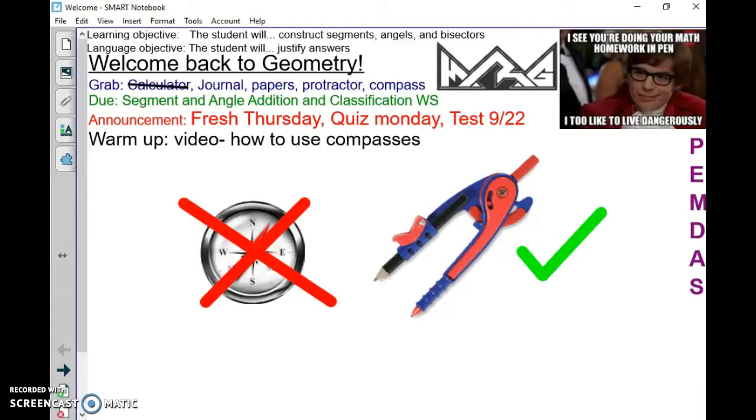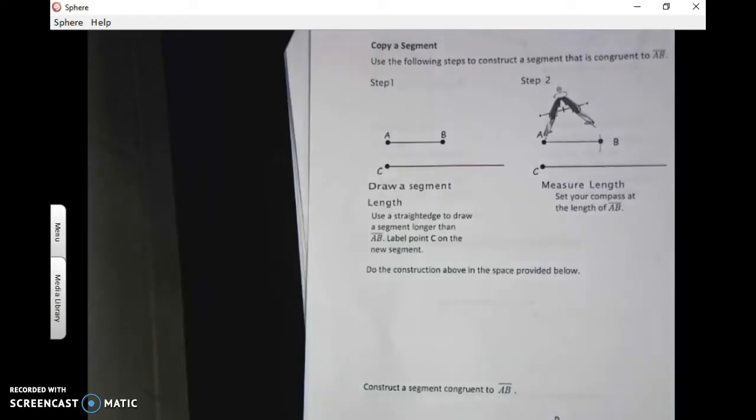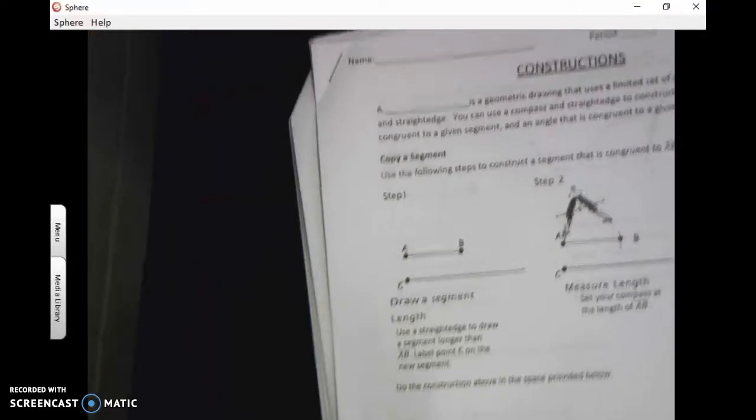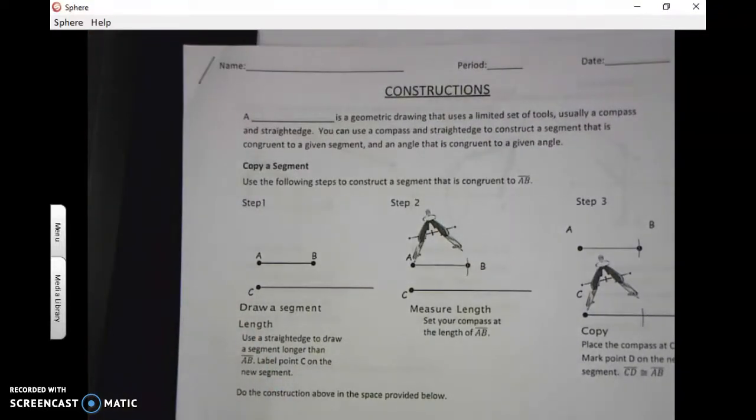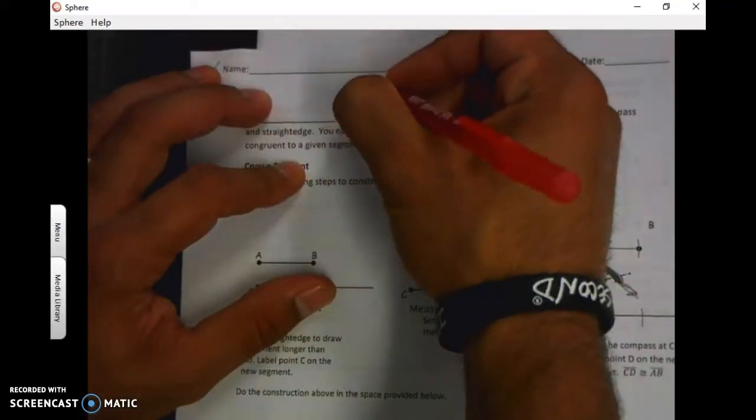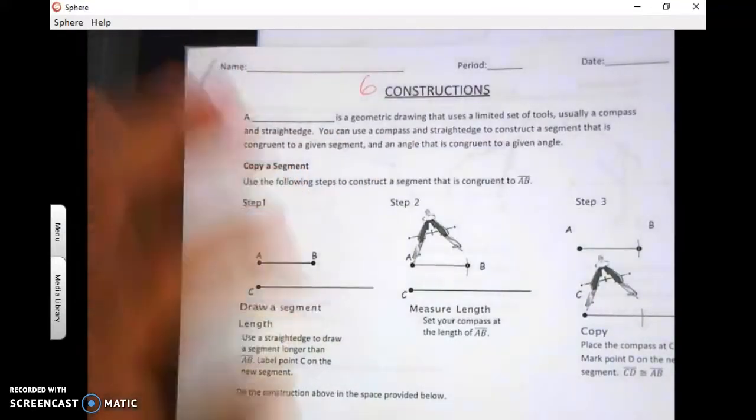And I'm going to be showing you how to do everything today actually on your paper. Okay, so it won't be a smart file. It will be live on this page. So go ahead and write your name and the period, okay, at the top of this page.